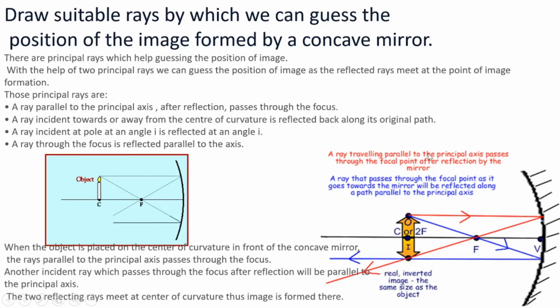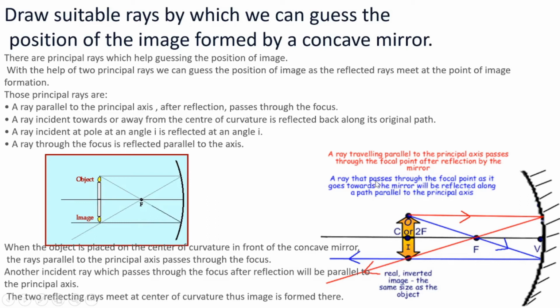A ray traveling parallel to the principal axis passes through the focal point after reflecting from the mirror. See this, a ray traveling parallel to the principal axis. This is the principal axis, the black line is there, no? And when the ray is traveling parallel, these two are parallel to the principal axis, it passes through the focal point after reflecting from the mirror. From where is it passing through? Through the focus.